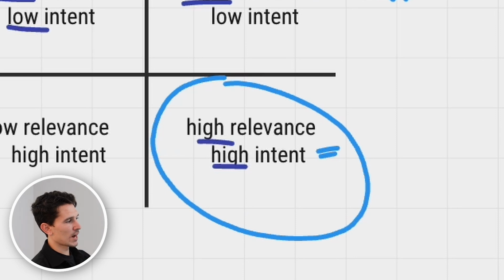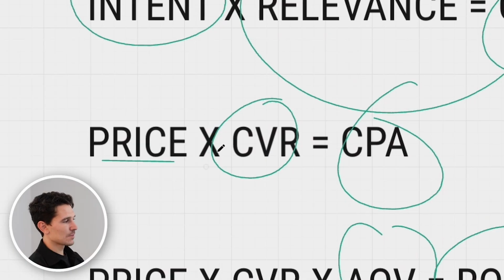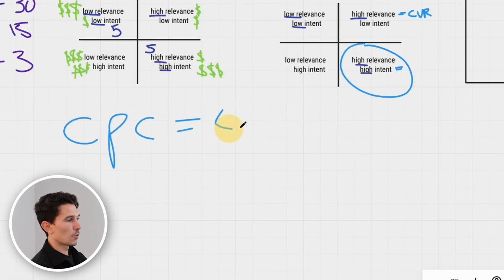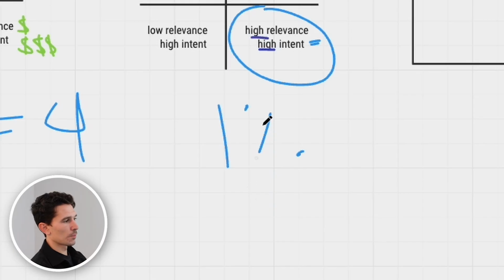Every time we are having higher relevance and higher intent, we have more effective cost, we have more effective conversion rates. Everything gets better with higher relevance. I mentioned here before, price times conversion rate equals CPA. So if you're getting a CPC, say $4, and your conversion rate is 1%, then you can determine how many clicks you're going to need to drive a 1% conversion rate, and if that's good enough for what you need to do.